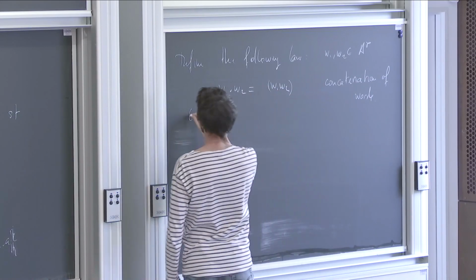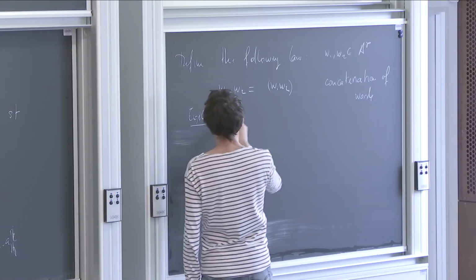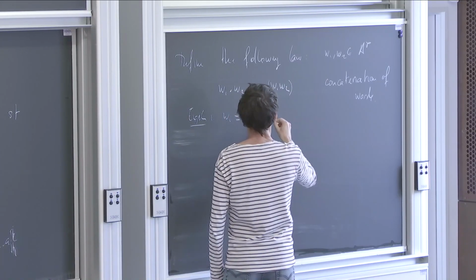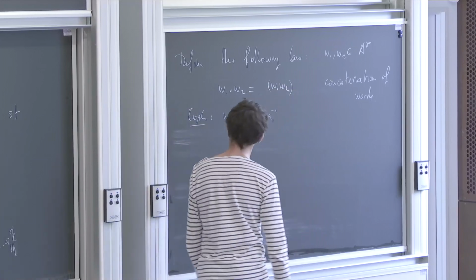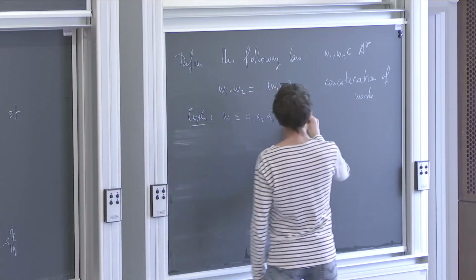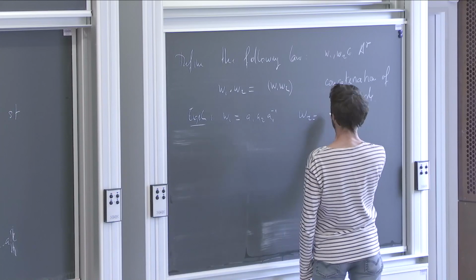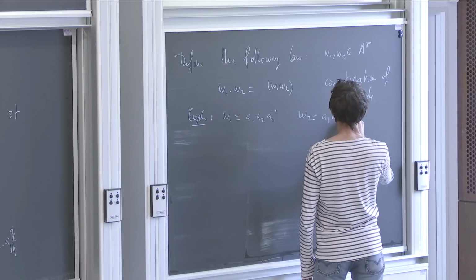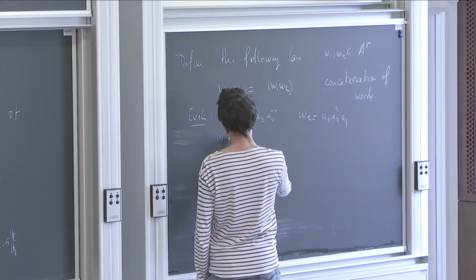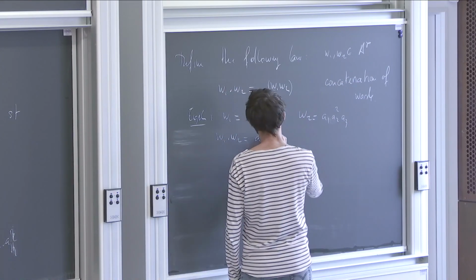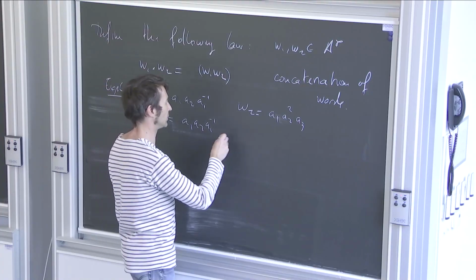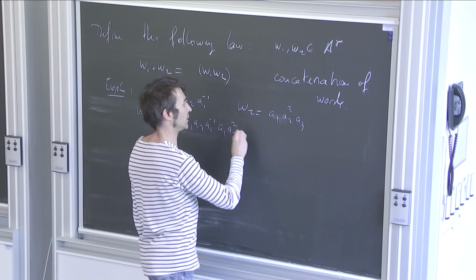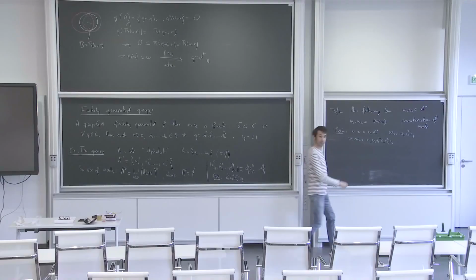Okay, so for example, if W1 is equal to A1, A2, A1 inverse, and W2 is equal to A1, A2 squared, A3, then W1 times W2 will be A1, A2, A1 inverse, A1, A2 squared, A3, that we see as a single word.